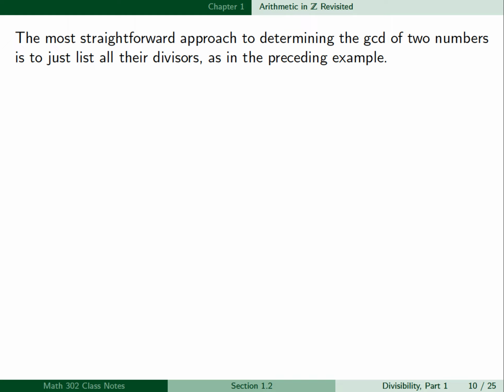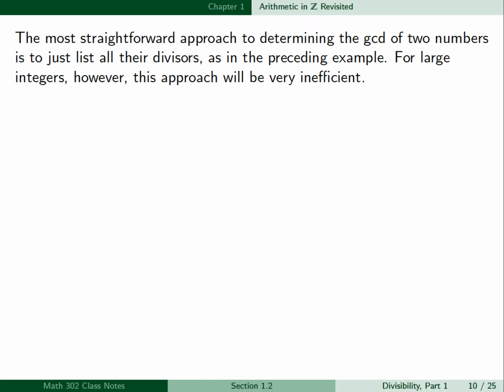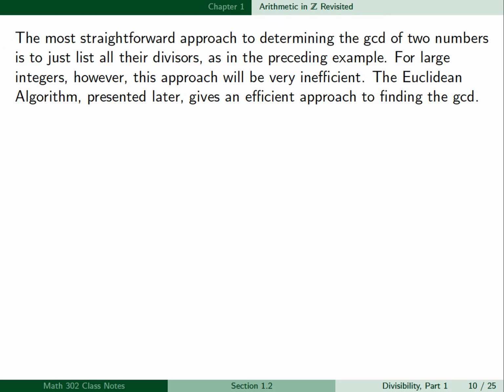Now the most straightforward approach to determining the GCD of 2 numbers is to just list all their divisors as in the preceding example. For large integers, however, this approach will be very inefficient. So the Euclidean algorithm, which will be presented later in this section, gives an efficient approach to finding the GCD.